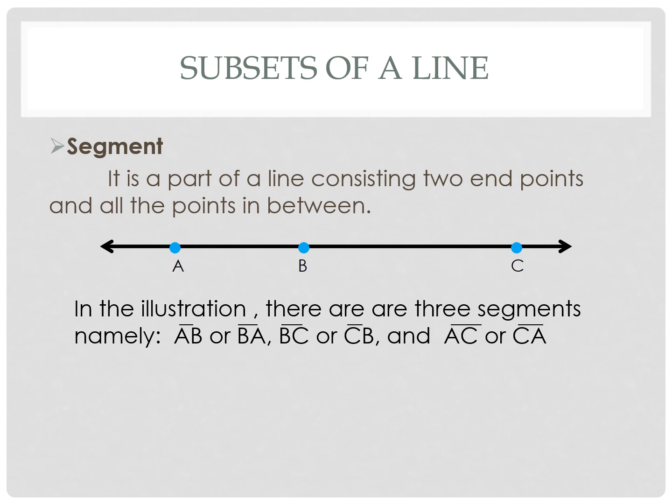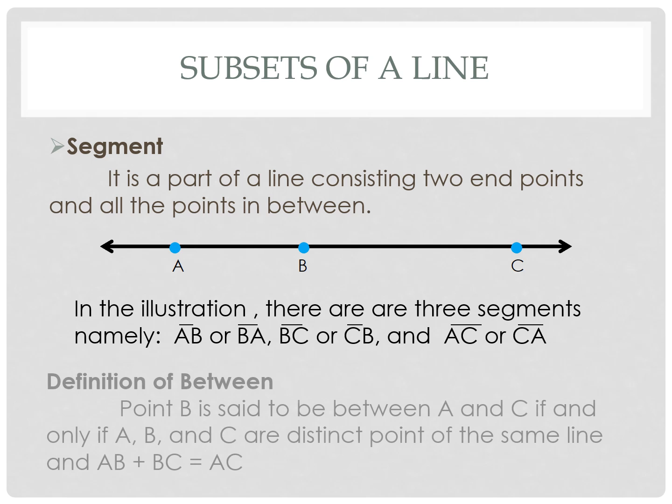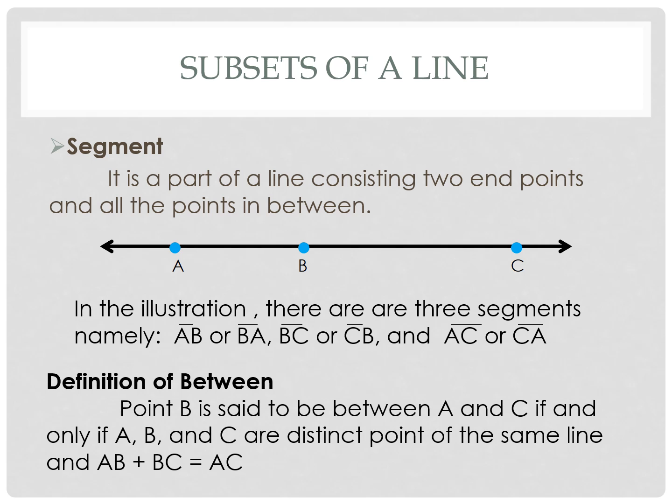So as we can see in the illustration, point B is in between point A and C. And now, here goes the definition of between. Point B is said to be between A and C if and only if A, B, and C are distinct points of the same line, and segment AB plus segment BC is equal to segment AC. So we're done with segments.